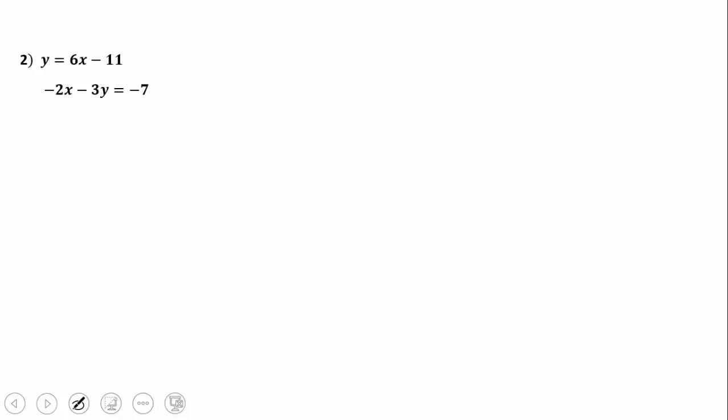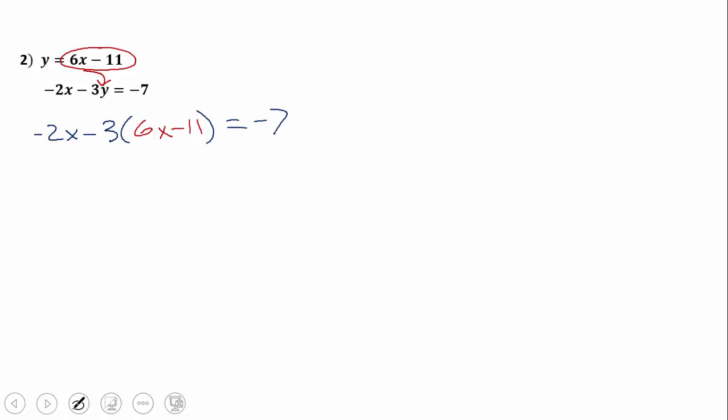This time, we look at the two equations that make the system, and only one of them is solved. Only one of them is solved for y. So now we're going to take that and substitute in for y right here. And this is what we have. Negative 2x minus 3 times y, that entire expression, 6x minus 11. And we know that equals negative 7.